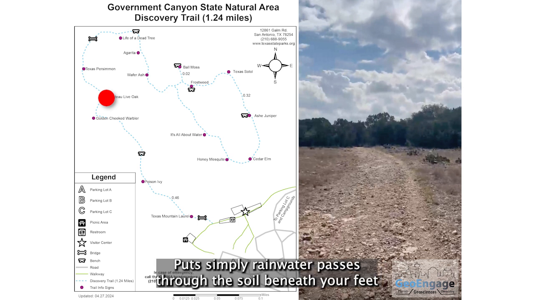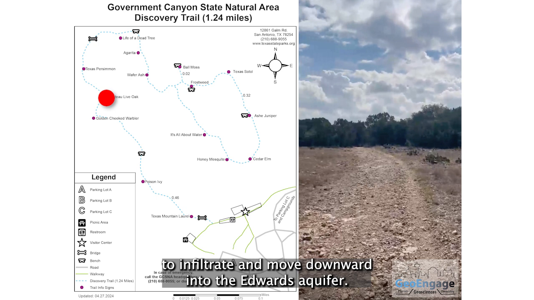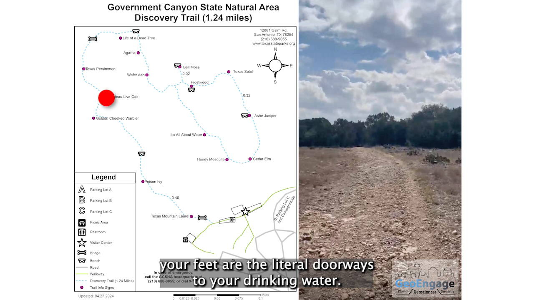Put simply, rainwater passes through the soil beneath your feet, and the holes and cracks in the rock below act as a conduit, allowing water to infiltrate and move downward into the Edwards Aquifer. The soil and rock underneath your feet are the literal doorways to your drinking water.